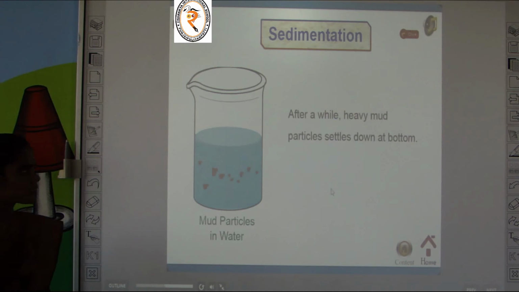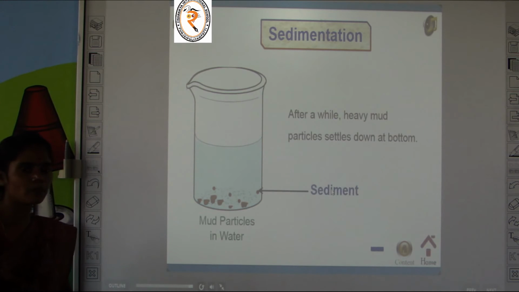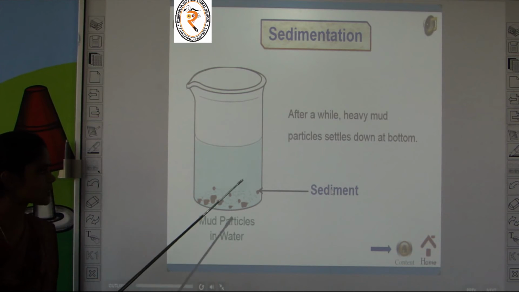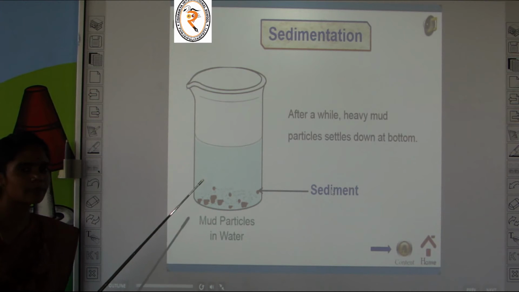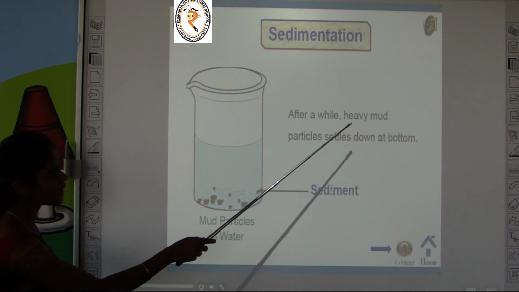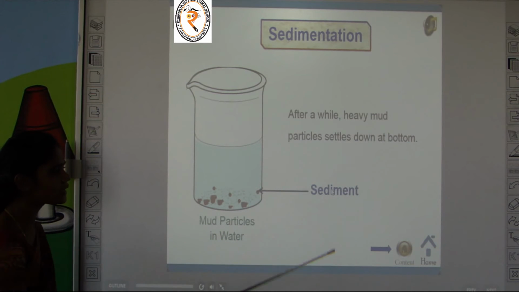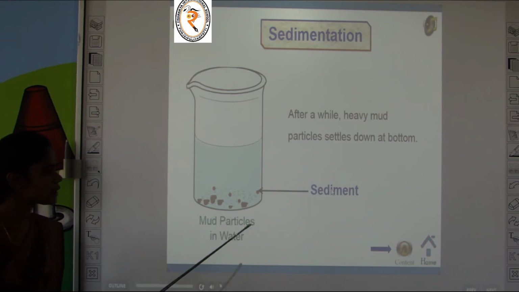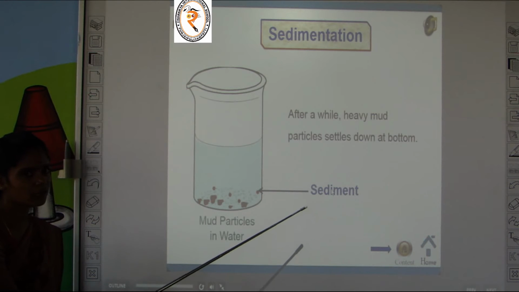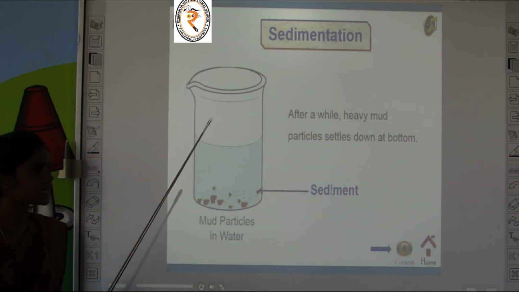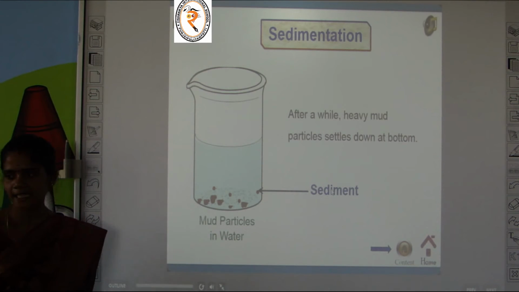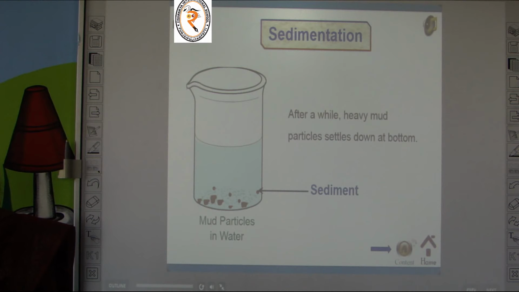What is called sedimentation? Take some muddy water in a glass tumbler and keep this glass tumbler for 2 or 3 hours. What will happen? After a while, heavy mud particles settle down at the bottom. These mud particles are called sediment, and this process is called sedimentation. And decantation, what is called decantation?